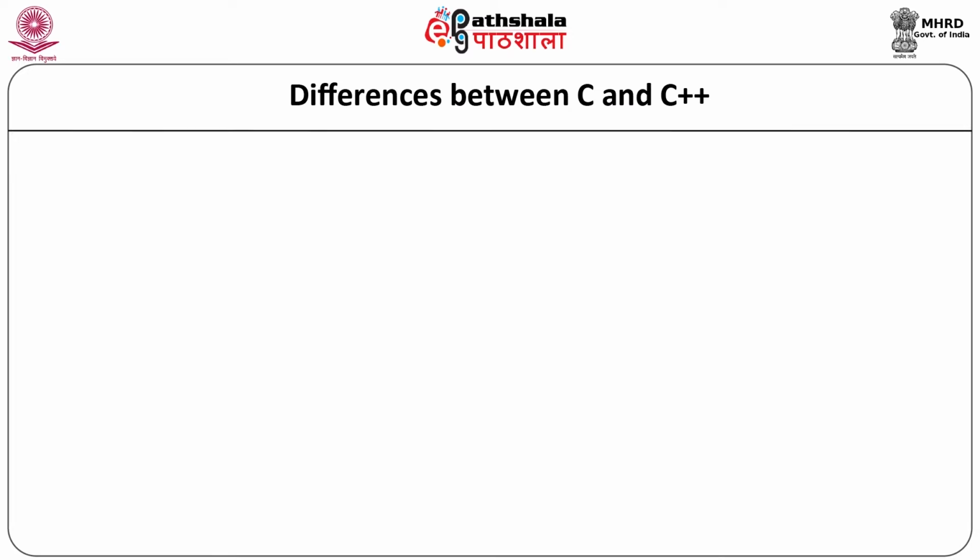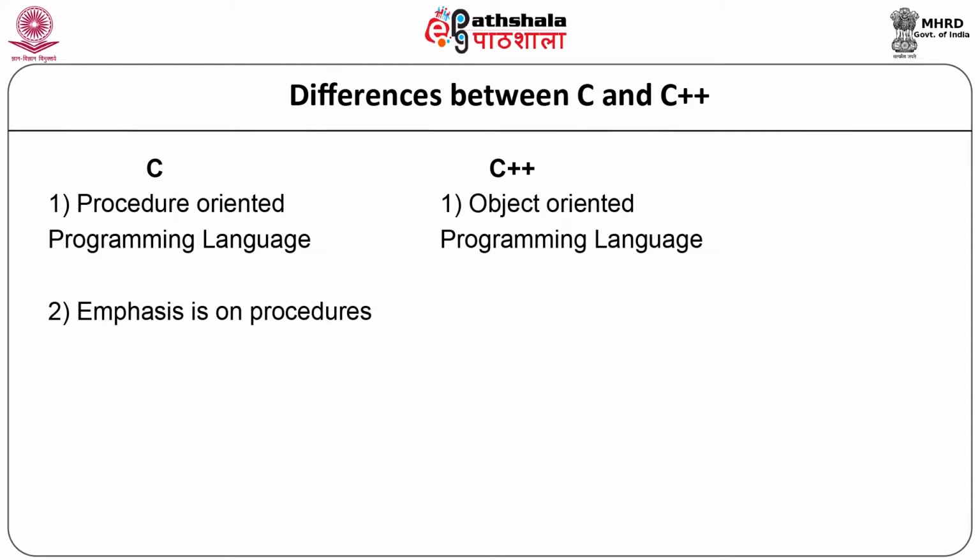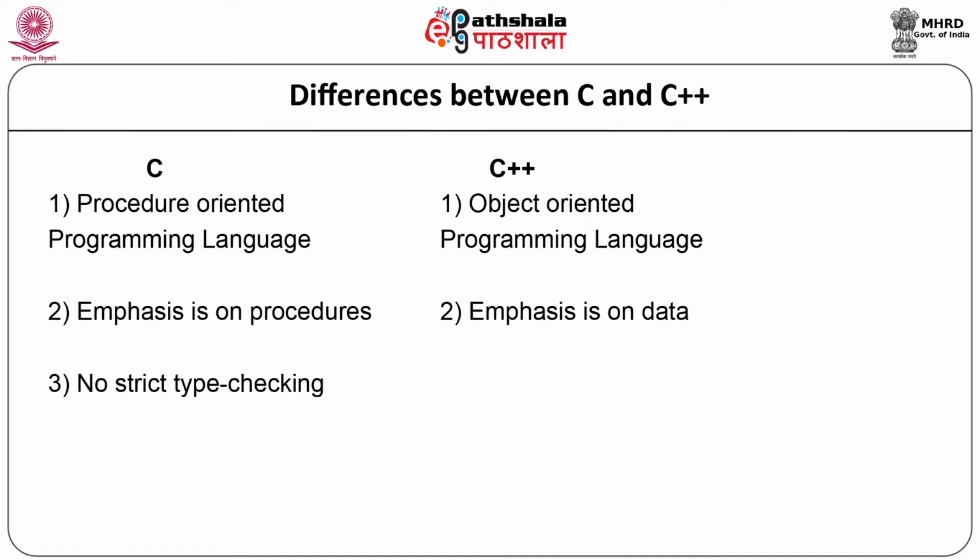functions. Now let us see the differences between C and C++. C is a procedure oriented language, C++ is an object oriented language. C is a procedure oriented programming language where more emphasis is laid on the procedures or algorithms rather than data. C++ is an object oriented programming language where more emphasis is on the data rather than on procedures or functions. There is no strict type checking in C. Strict type checking is done in C++, so many programs that run well in a C compiler will result in errors and warnings under a C++ compiler.